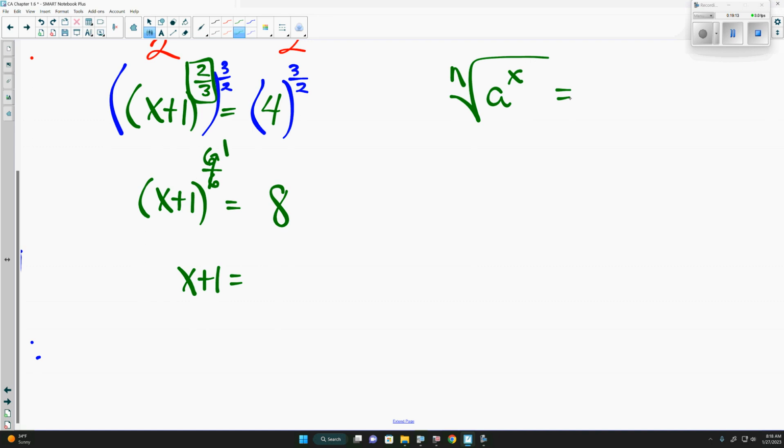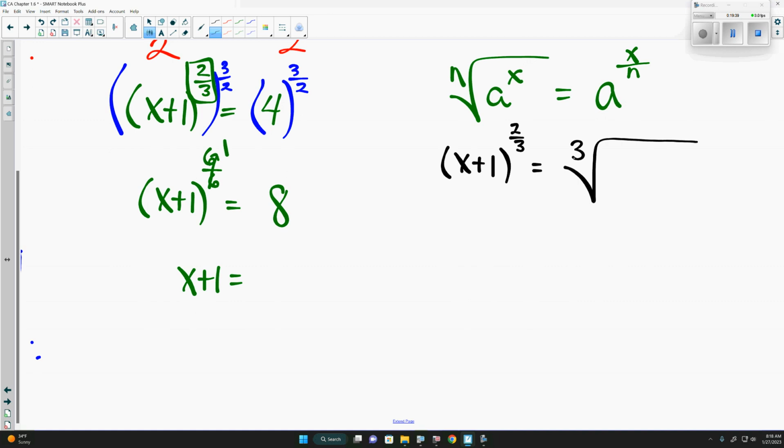The nth root of a to the x is the same as a to the x over n. N tells us what root we're taking. X tells us the power applied to it. So really what this is saying here, x plus 1 to the 2/3, well, the 3 on the bottom tells us we're taking the cubed root of x plus 1 squared.